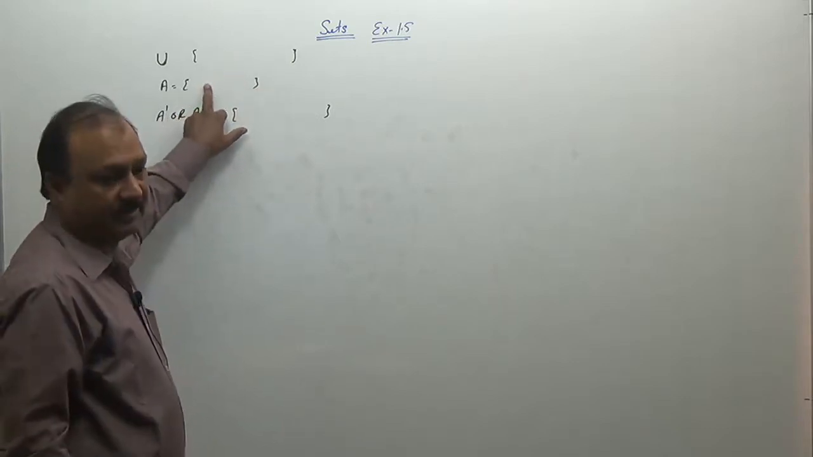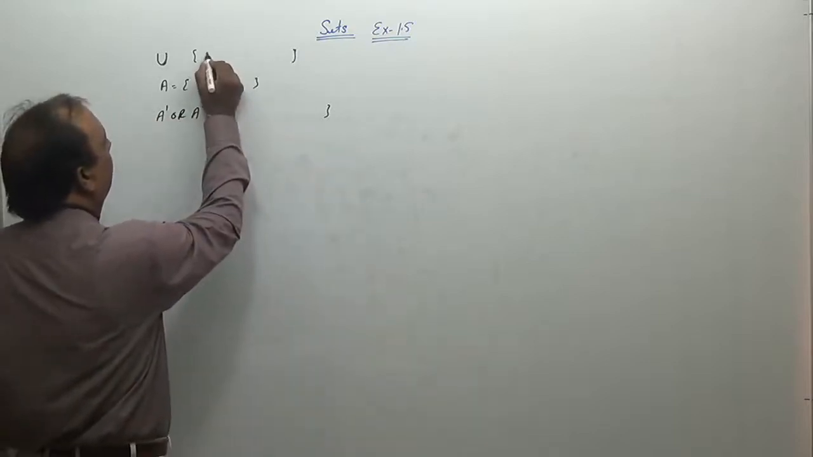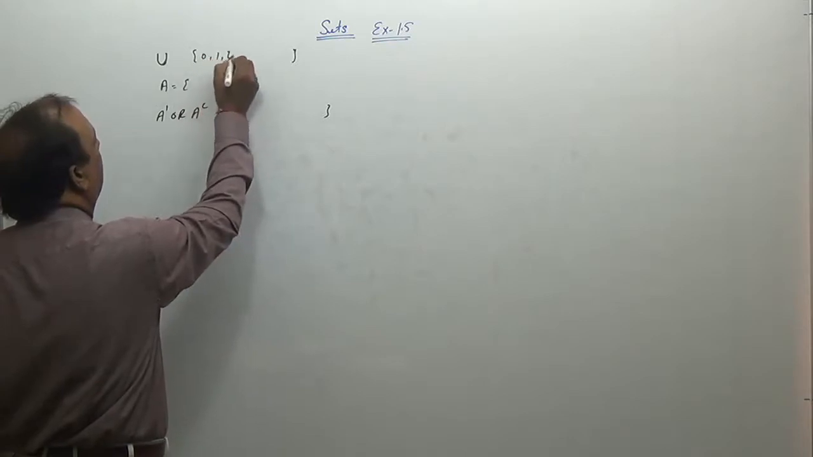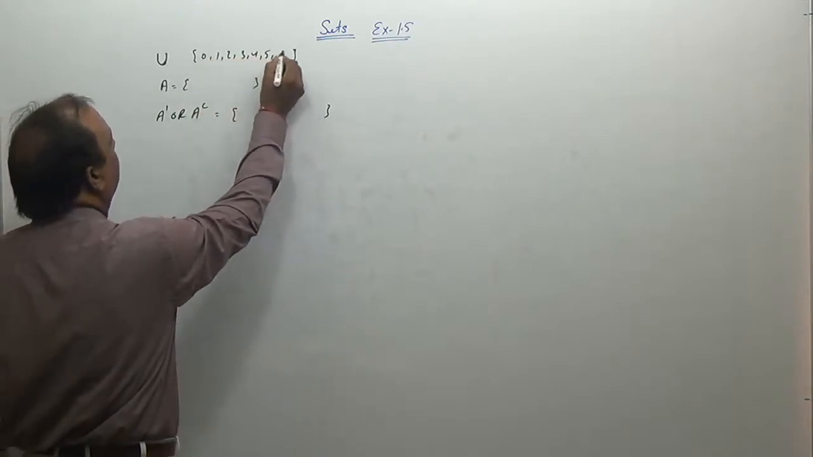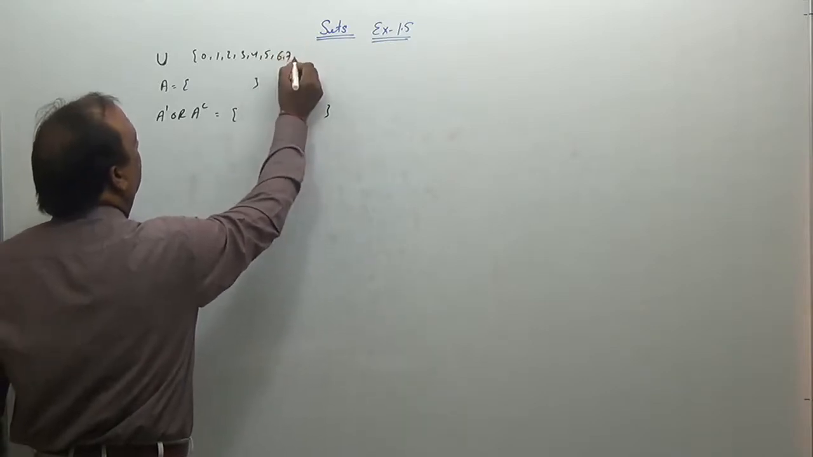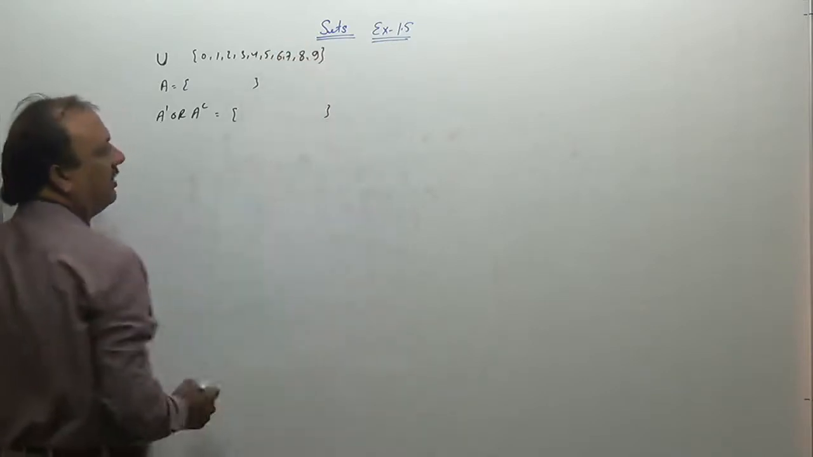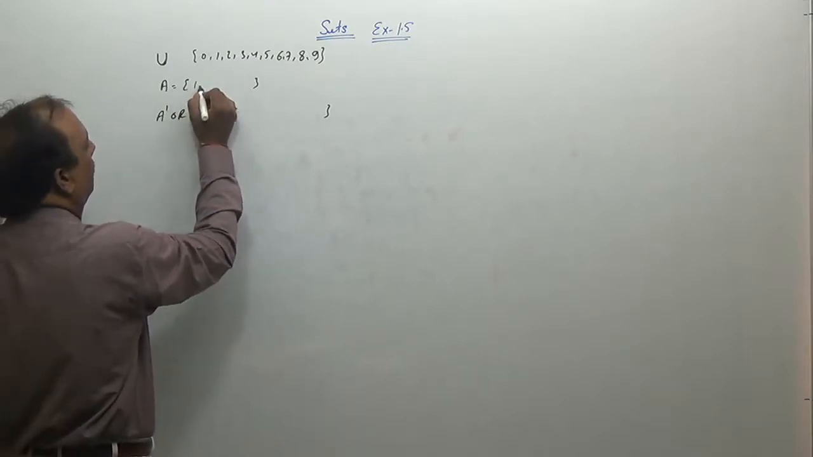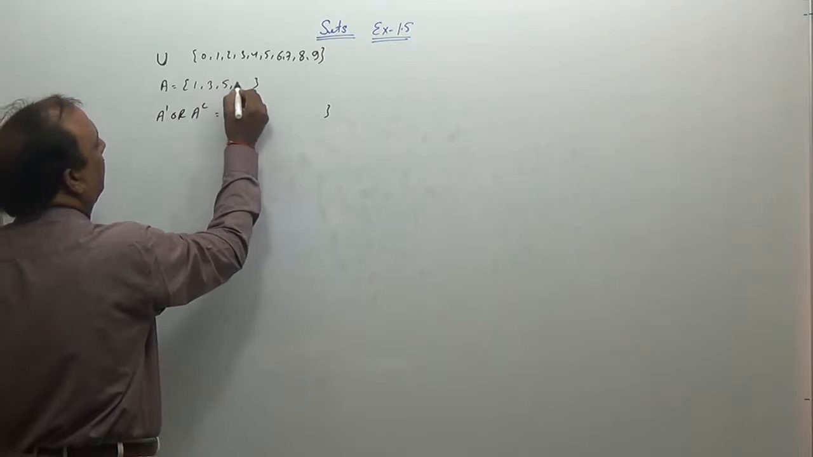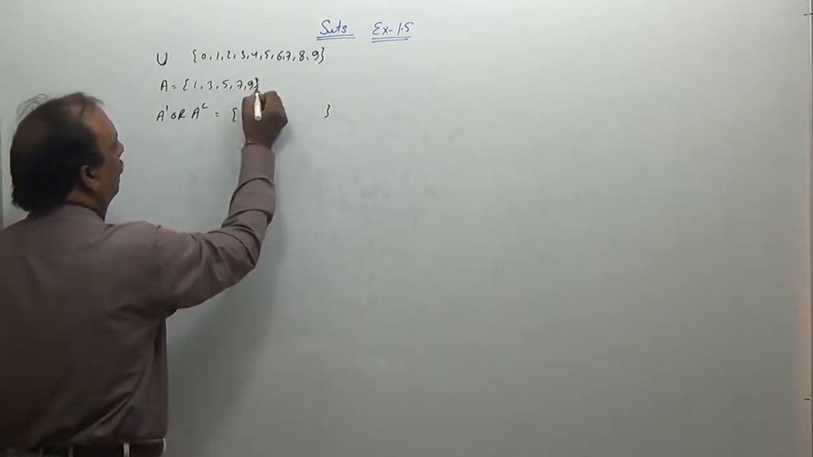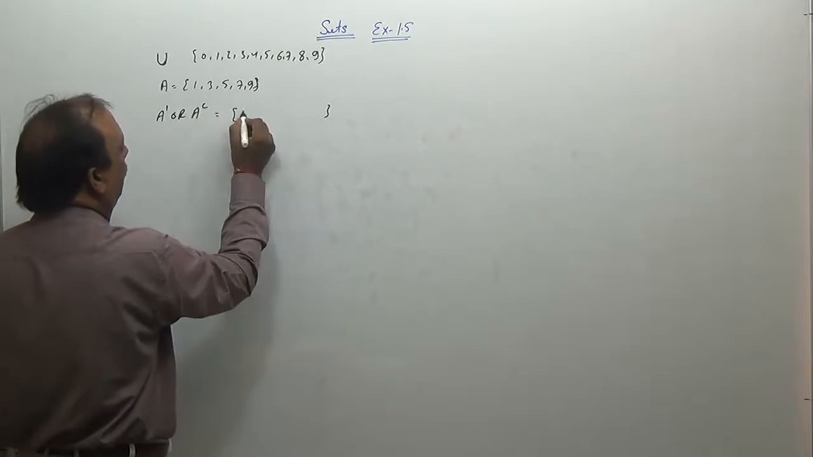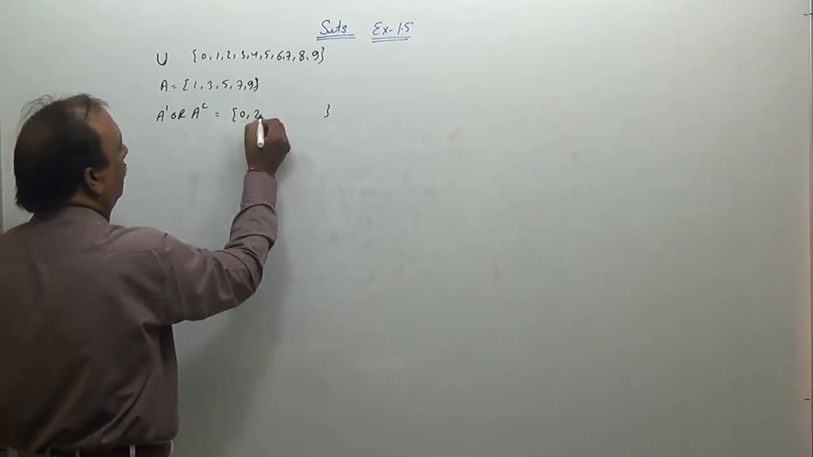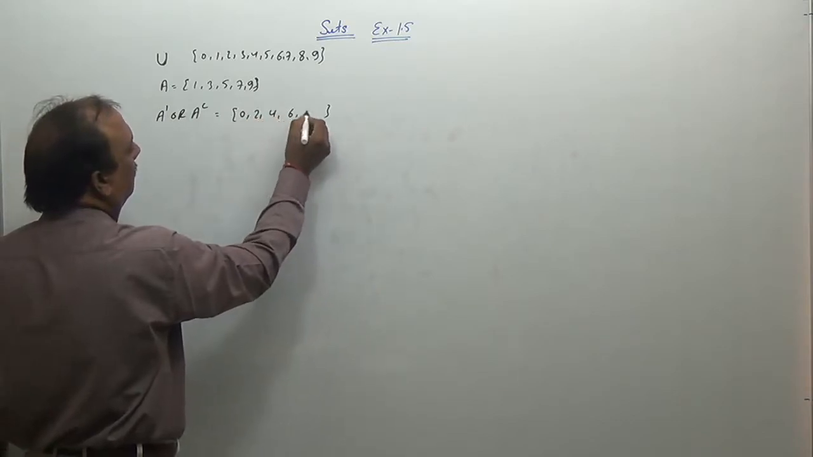For example, the universal set is the set of all digits: 0, 1, 2, 3, 4, 5, 6, 7, 8 and 9. And let A be the set of odd digits: 1, 3, 5, 7 and 9. So A complement is the set of elements of the universal set except the elements of A, that is 0, 2, 4, 6 and 8.